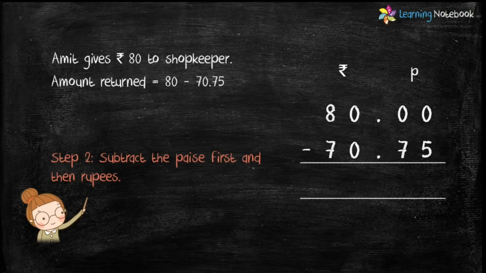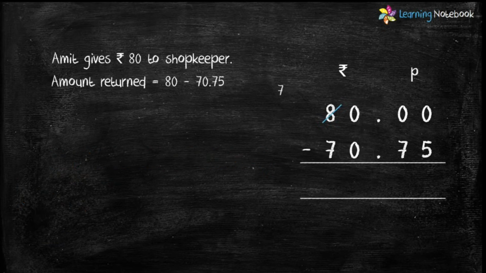Let's first subtract 5 from 0. But 0 is weaker than 5. So 0 takes the help of its neighbor 8 because the other neighbors are 0 and cannot help. So students, 8 gives 1 of its power to 0. Therefore, 8 becomes 7 and 0 becomes 10.